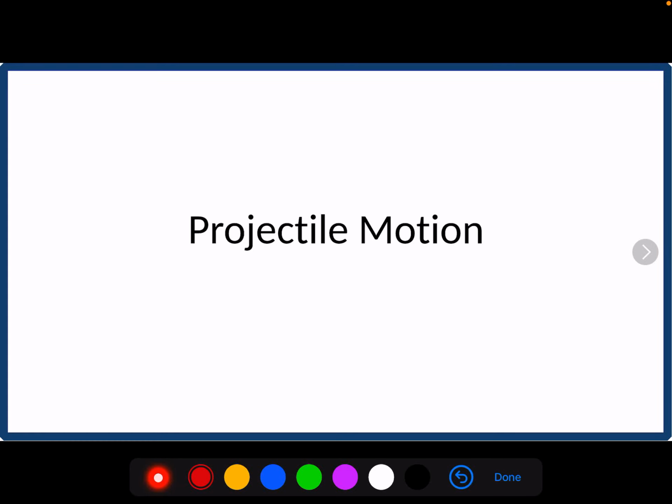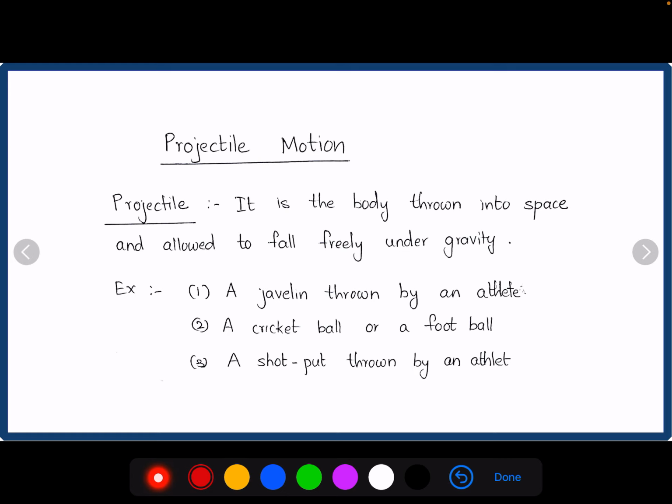Hello everyone. Today let us discuss projectile motion. So let's start our discussion. Projectile motion, what does it mean? First of all, let us see what is a projectile.